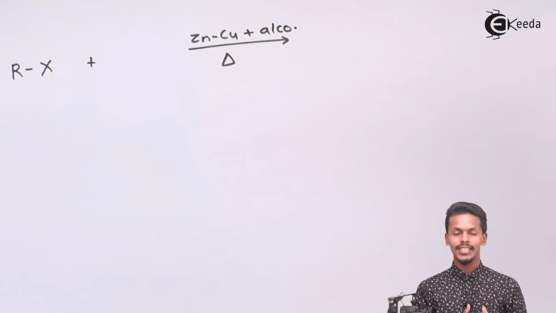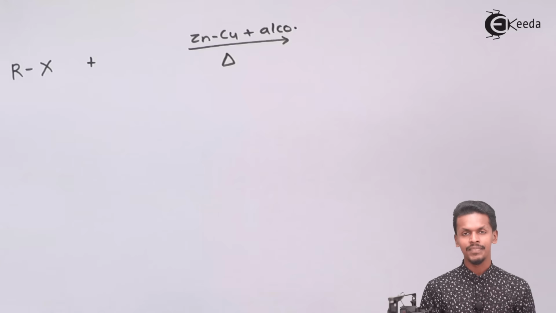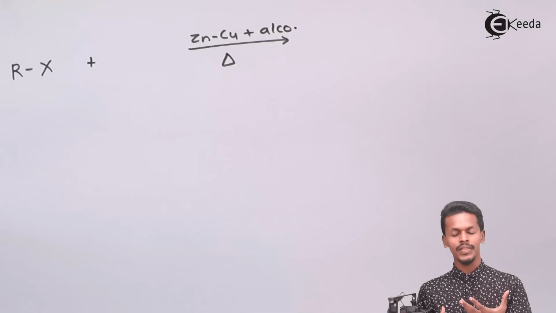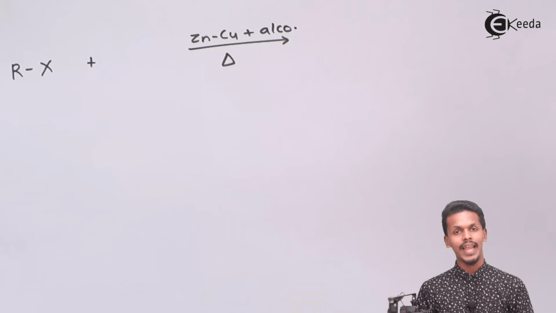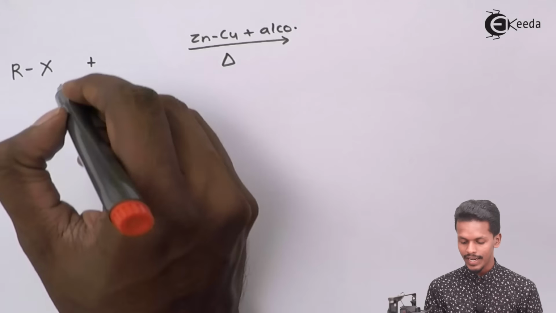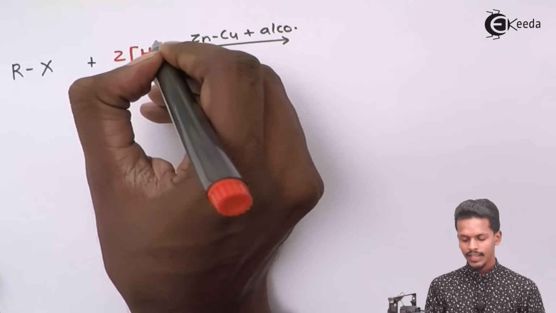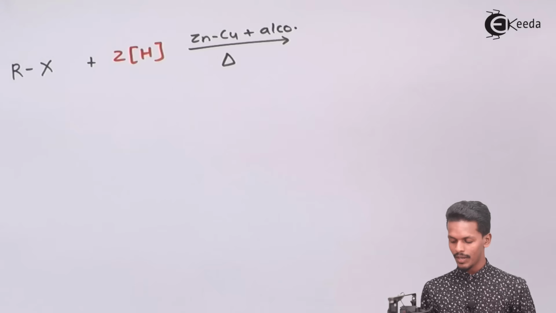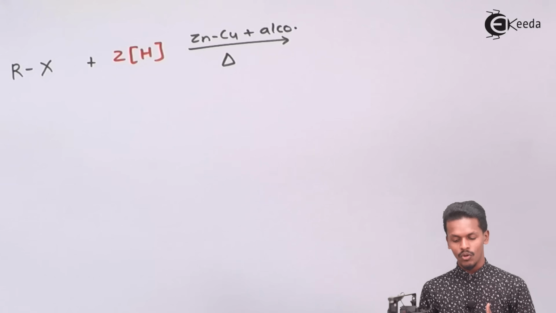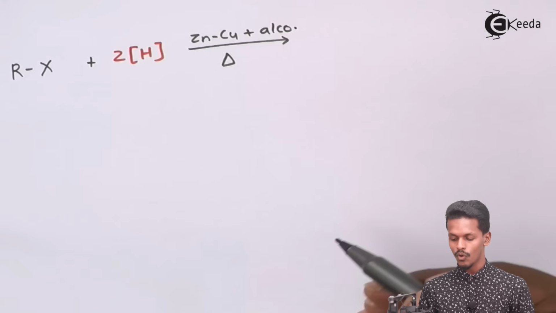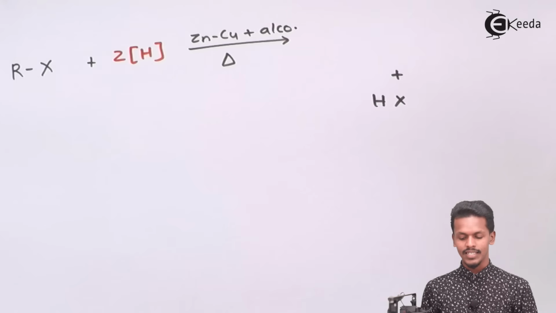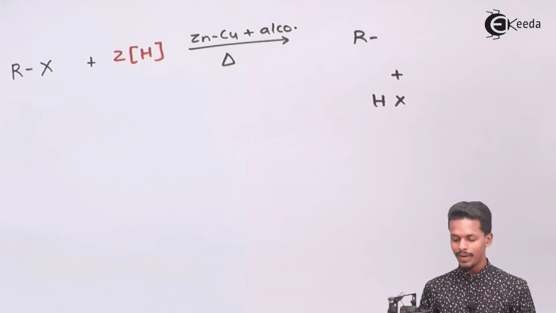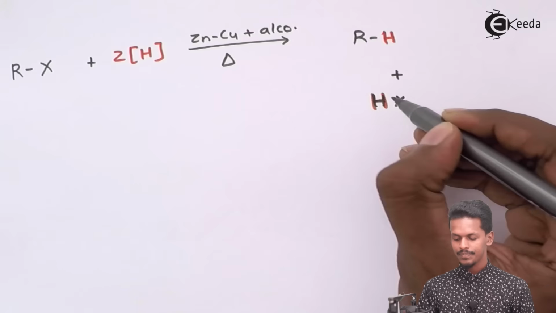Whenever the zinc copper couple reacts with alcohol, it will produce hydrogen, because the zinc and copper react with alcohol to produce nascent hydrogen atoms. In this case we will get two nascent hydrogen atoms, among which one hydrogen atom will combine with the X so as to form HX, while the remaining hydrogen atom will be with the alkyl group, and we will get an alkane.